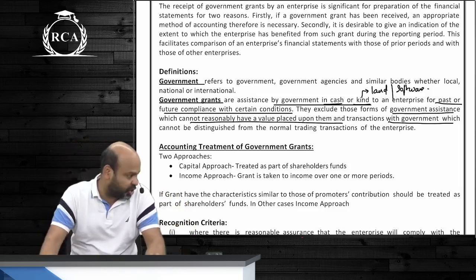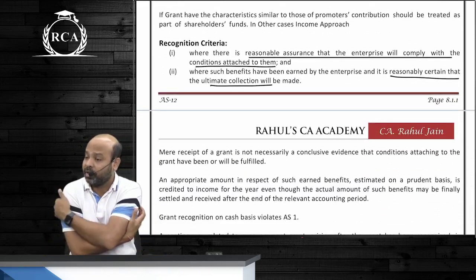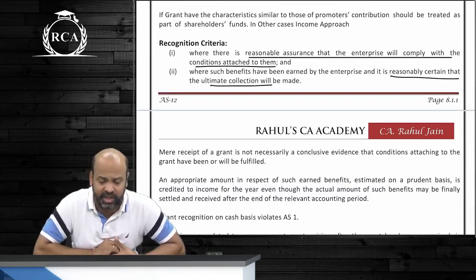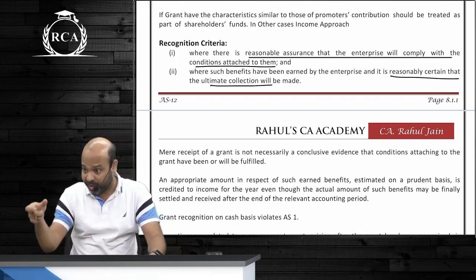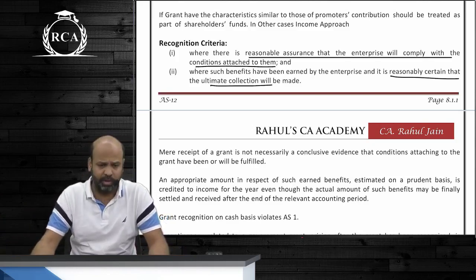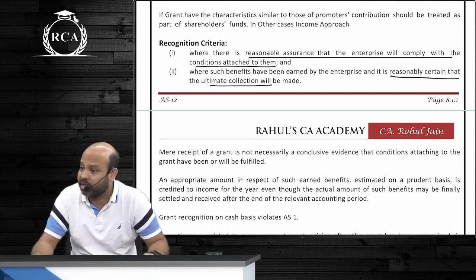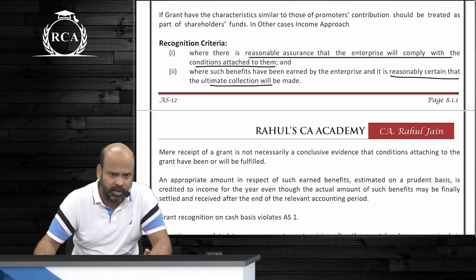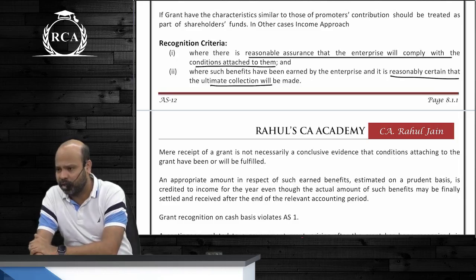As far as recognition criteria is concerned, there are two basic conditions. First one, beta, it is reasonably certain that we are going to comply with all the conditions that are attached to the grant. Not already complied, beta, you are expected to comply with those conditions over a future period, whatever is the specified number of years. Second condition, beta, is that it is reasonably certain that the collection will be made, the grant will be sanctioned, you will be entitled to those funds, beta, and the benefits have been earned. Only then you can recognize government grant in your books of accounts.